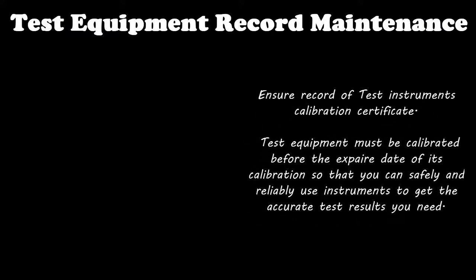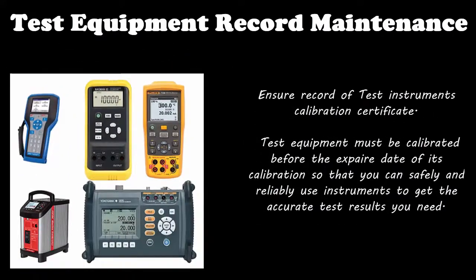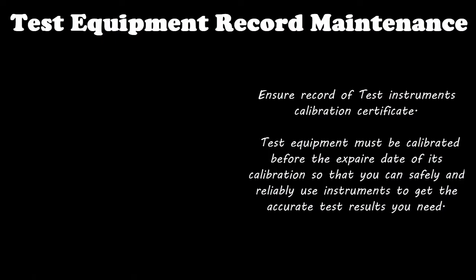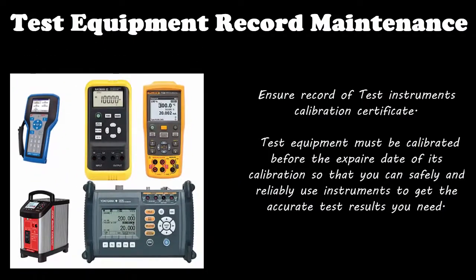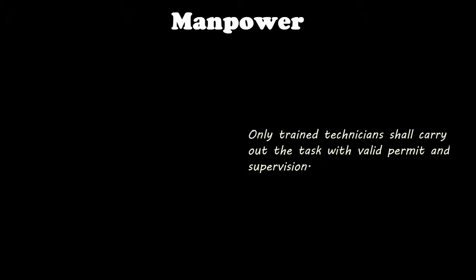Record. Ensure records of test instrument calibration certificates. Test equipment must be calibrated before the expiry date of its calibration so that you can safely and reliably use instruments to get the accurate test results you need. Manpower. Only trained technicians shall carry out the maintenance activity with a valid permit and technical supervision.